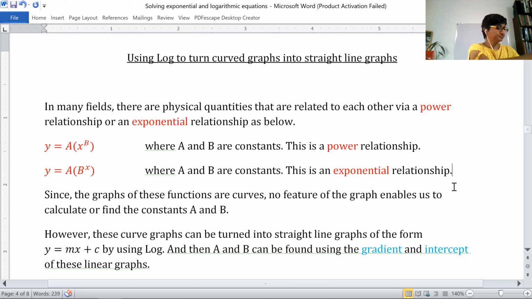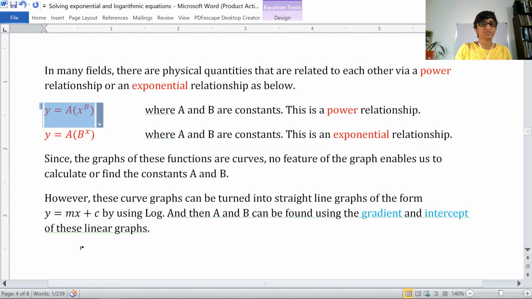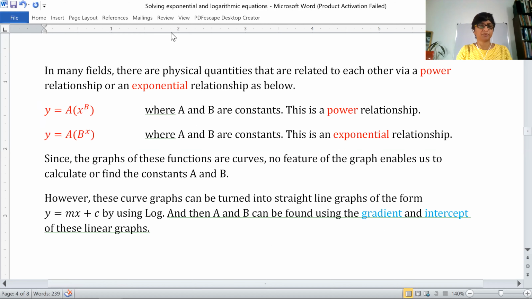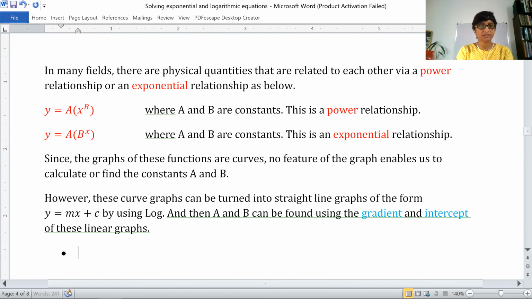So first let's see how to turn the power relationship into a linear relationship. Let's see how we transform this frog into a prince. Now it's a frog, useless. We're going to turn it into a prince. So first, you can put a bullet point or a subtopic: turning a power relationship into a linear relationship.